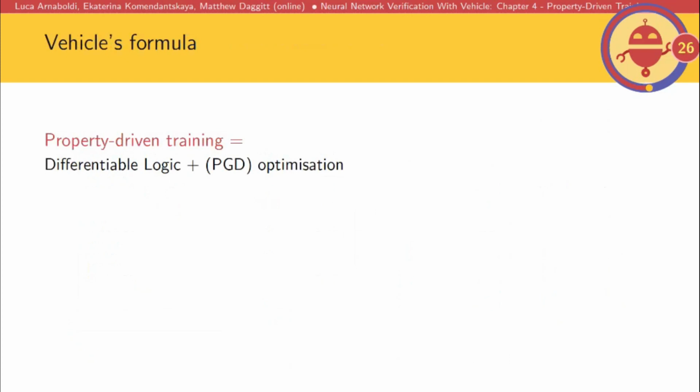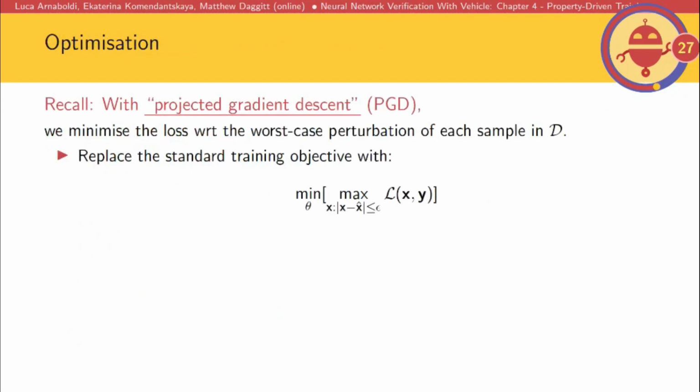Okay, property-driven training equals differentiable logic plus optimization. We've covered differentiable logic. How about optimization? Recall we just considered standard projected gradient descent, which minimized the loss with respect to the worst case perturbation. And we're talking about optimizing for this learning objective.